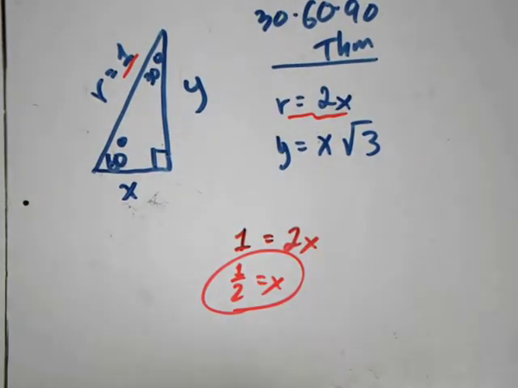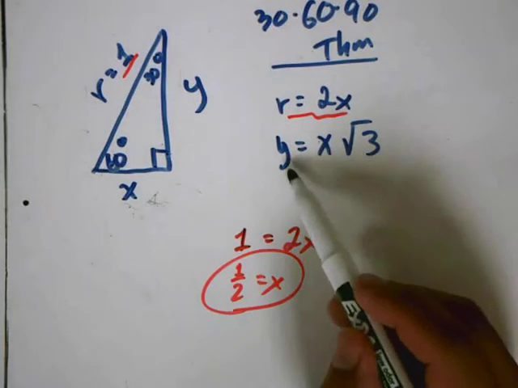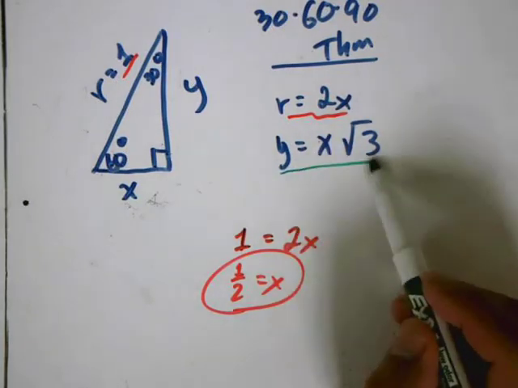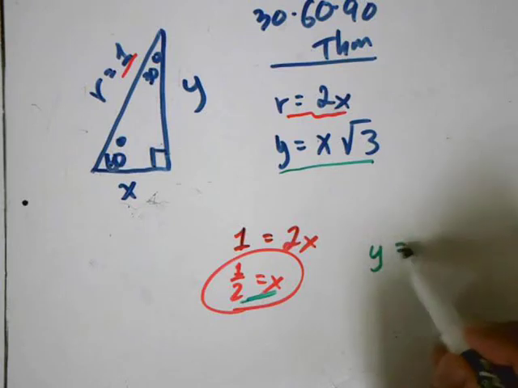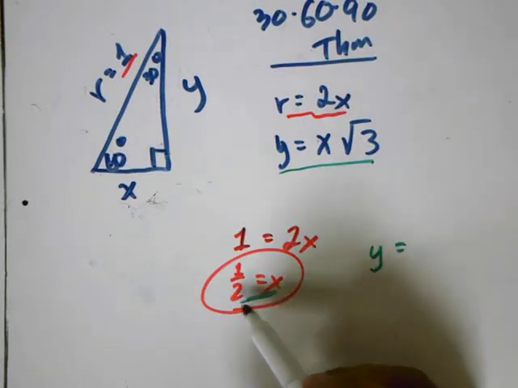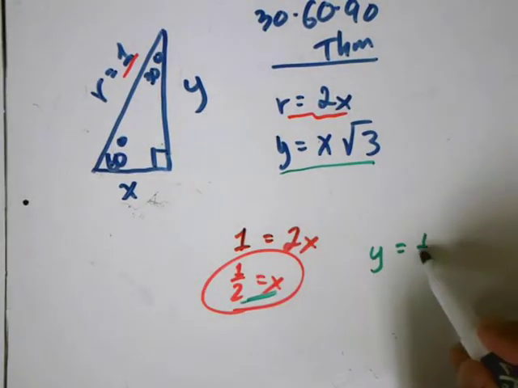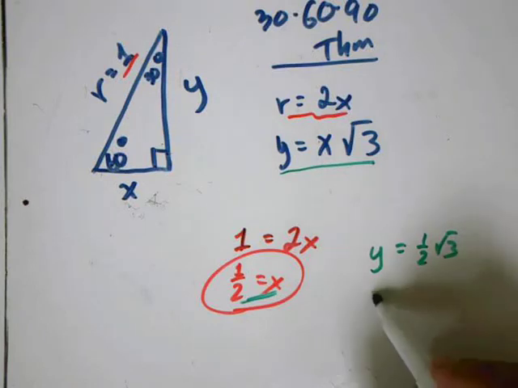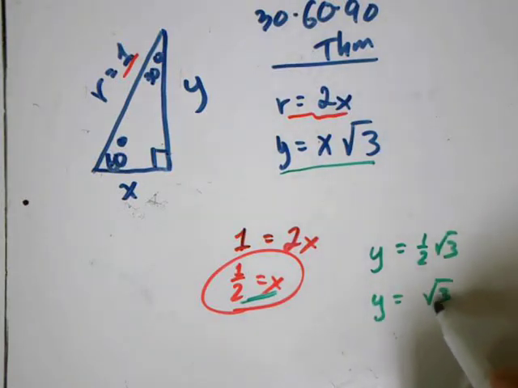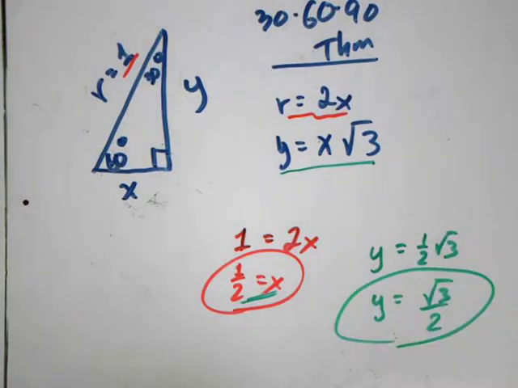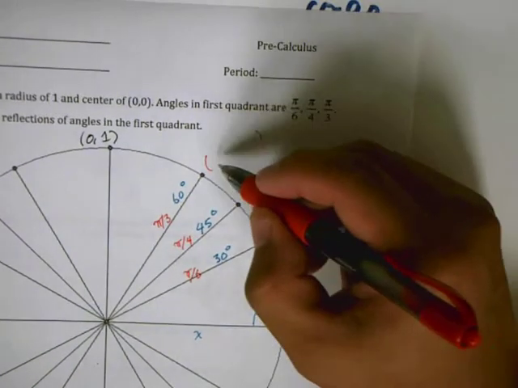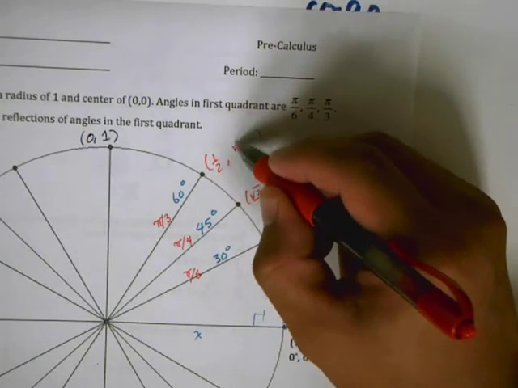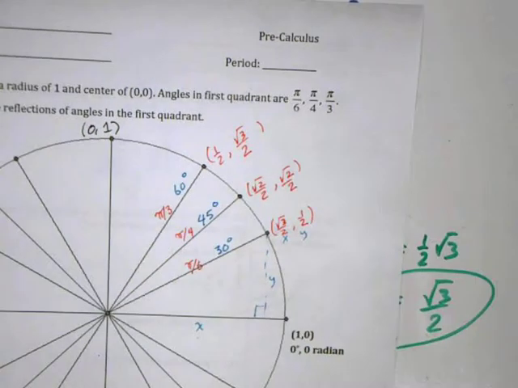The other fact that we can figure out is we know that y is equal to x root 3, so using this here, y equals x root 3, but x is equal to 1/2, so this is 1/2 root 3, which means y is equal to root 3 over 2. And now I can fill in my circle. X is equal to 1/2 and y is equal to root 3 over 2.